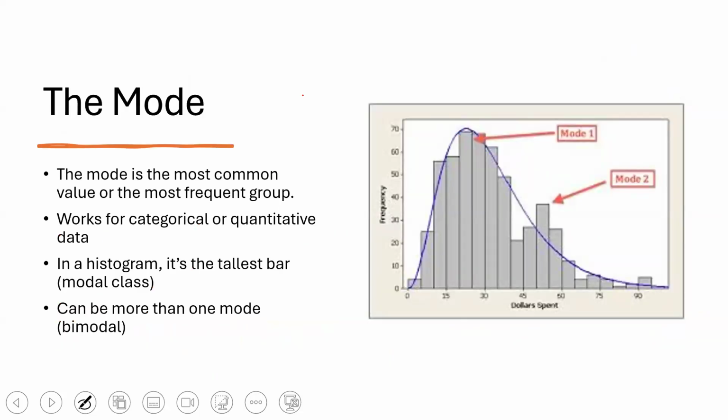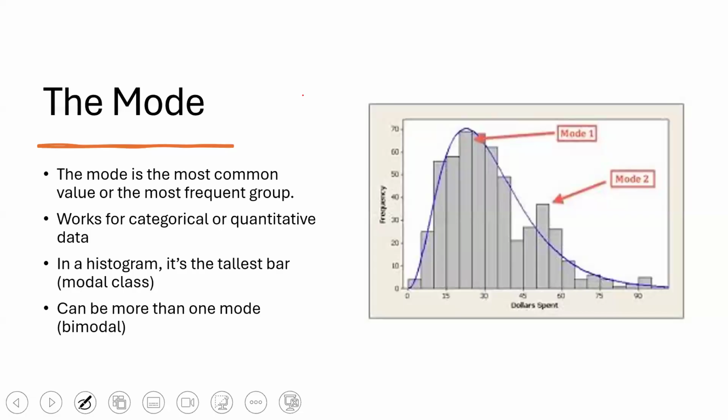The mode is the most frequently occurring value in your data set. It works for both quantitative and categorical data. For example, if you ask people their favorite coffee size, and most people said medium, then medium is the mode. In a histogram, the mode appears as the tallest bar, the interval with the most values. Some distributions have more than one mode. If two peaks appear, it's called bimodal, and that might indicate your data comes from two different groups. Mode is especially useful when the most common item matters more than the average.